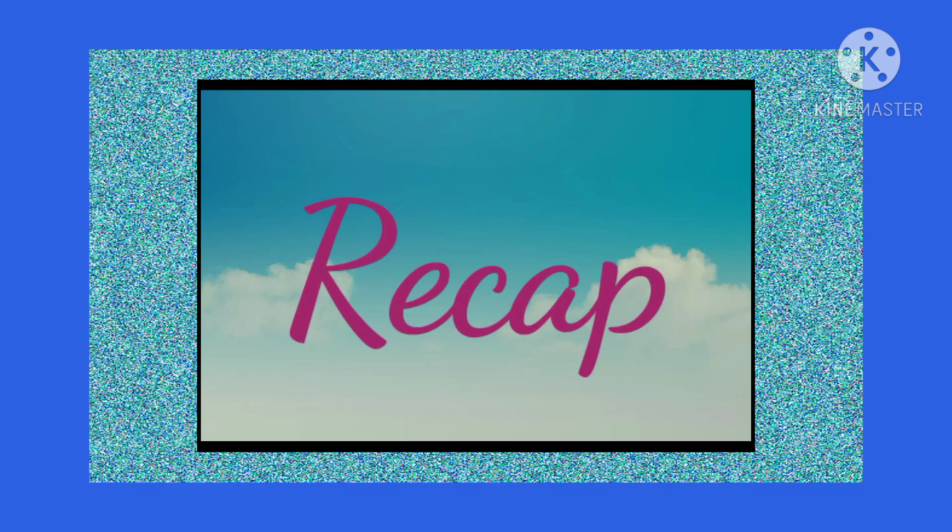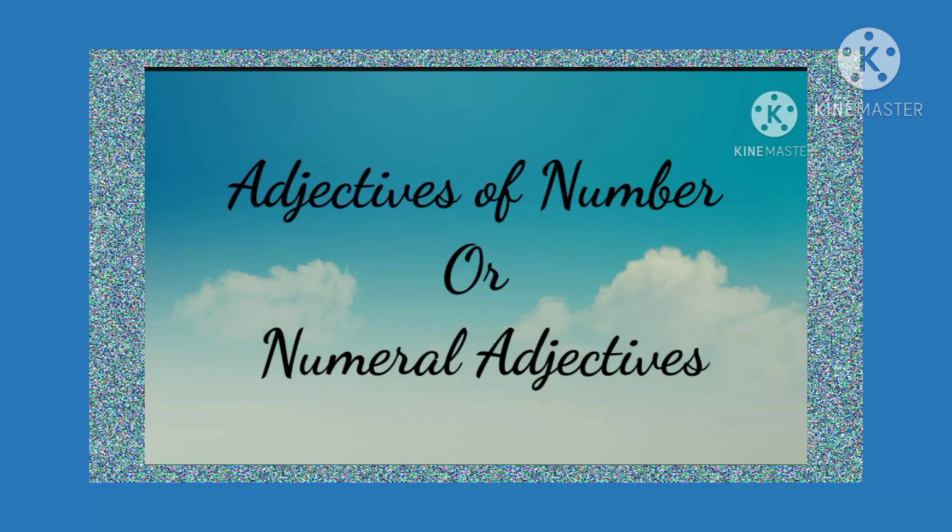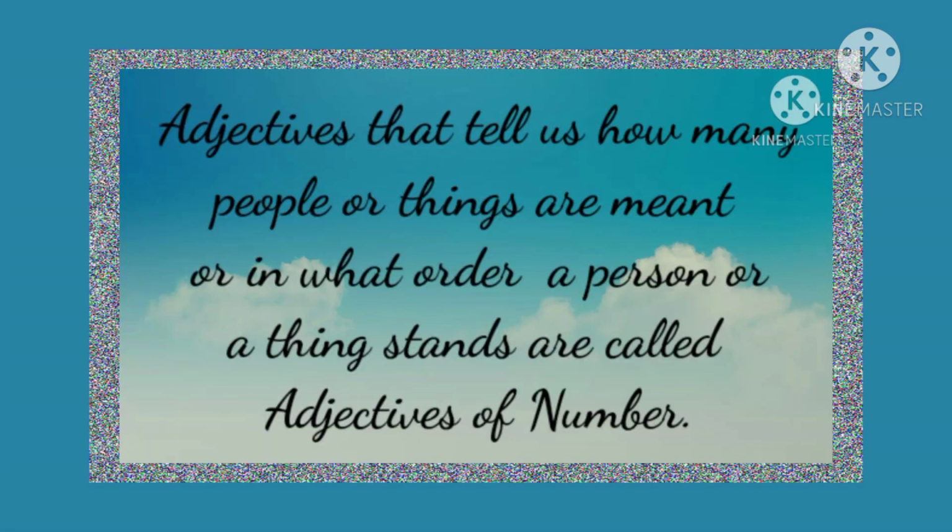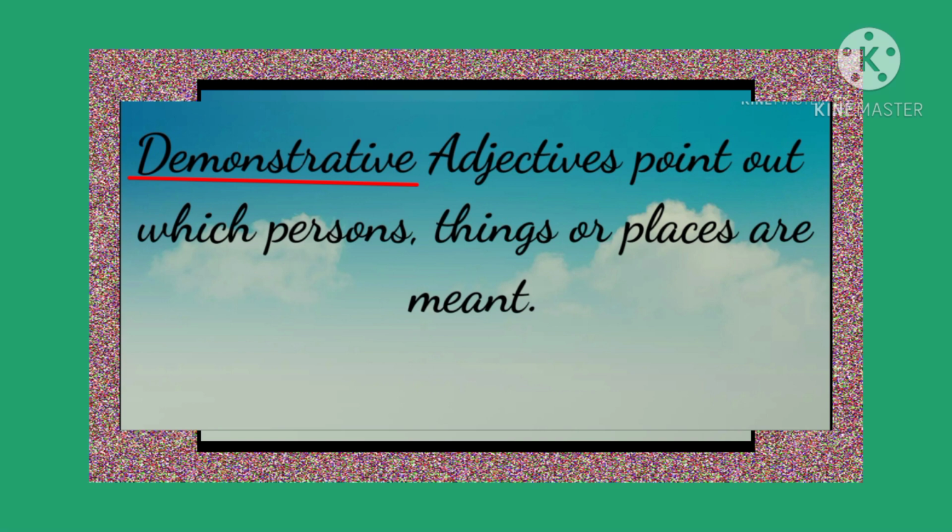Now let's summarize what we learned today. Today we discussed adjectives of number or numeral adjectives. Adjectives that tell us how many people or things are meant, or in what order a person or a thing stands, are called adjectives of number. Then we learned about demonstrative adjectives. Demonstrative adjectives point out which persons, things, or places are meant.